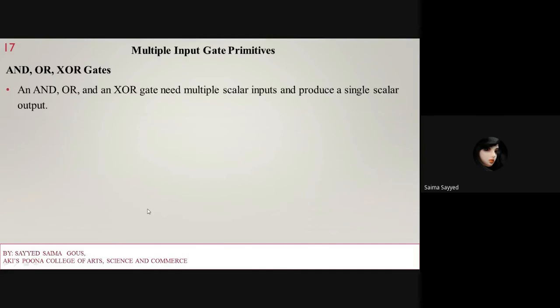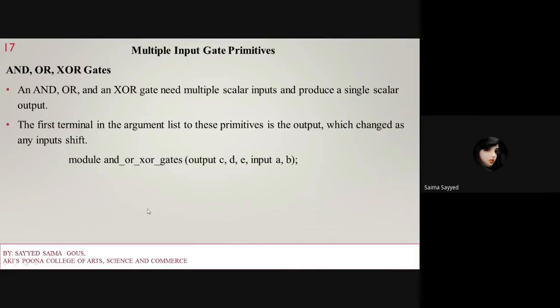Next, multiple input gates. In multiple input gates, AND, OR, XOR, these three are gates which have multiple inputs and only one output. So this is the example module and or XOR. All three together I am writing as and or XOR gates. This is the name of my circuit, my design, and or XOR gate. And here C, D, E are outputs and A, B are inputs.